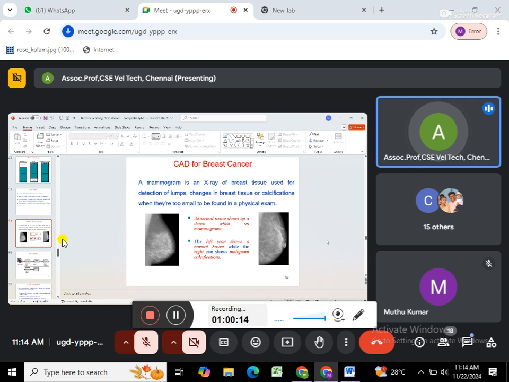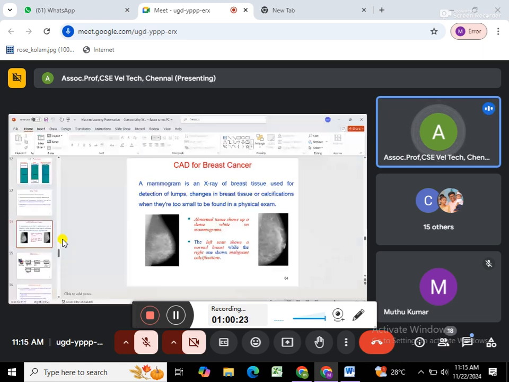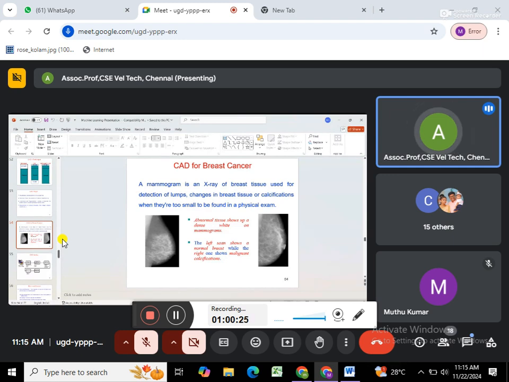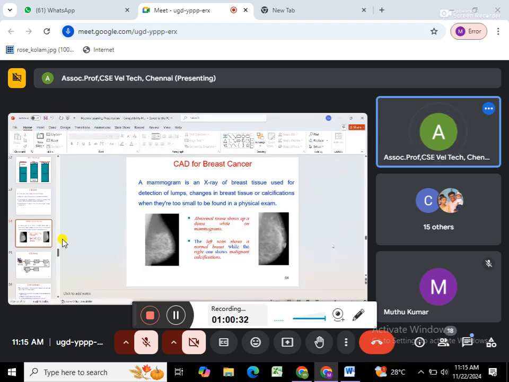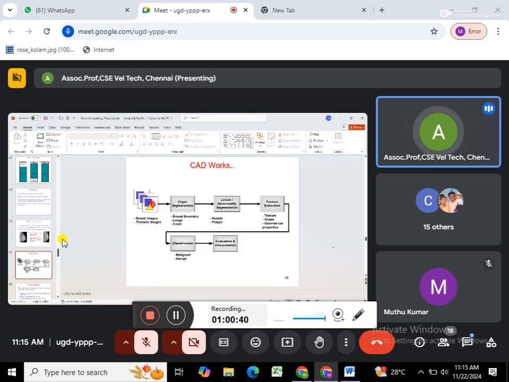Just look at the right image, is it visible to all? The right picture value and left picture value. The left picture has white intensities that drastically spread all over the scan image, and on the right side, the white intensity value is somewhat higher than that of the left. So there is a possibility of malignant calcification in the right image. So I am giving the breast image or thoracic image as an input.